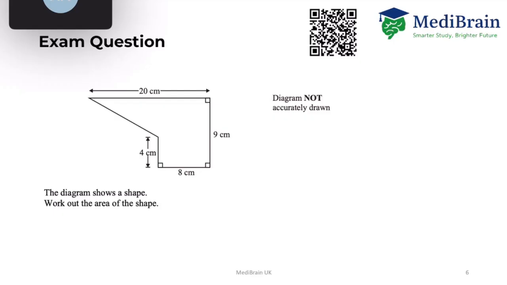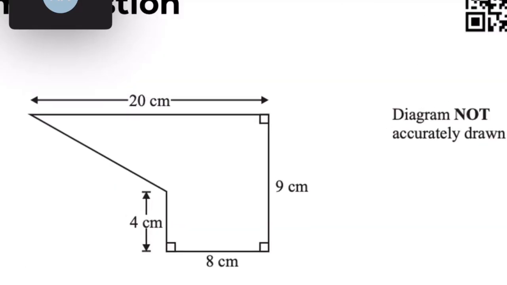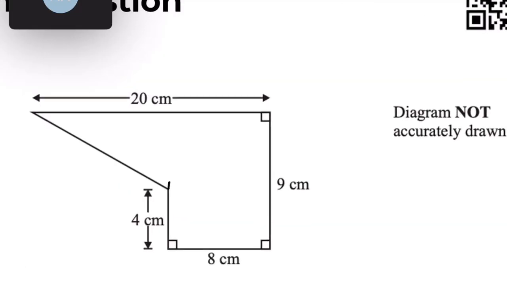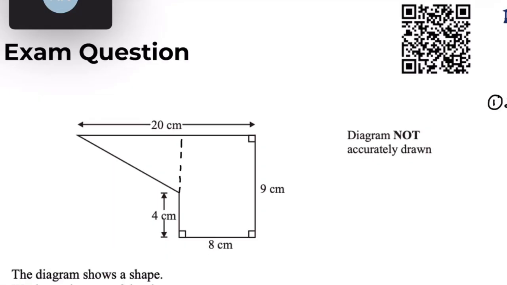So we need to work out the area of the shape. Now, this is a compound shape. We've got two shapes sandwiched together. So the first step that you're going to do is split the shape. Step one is split the shape. I'm going to split it like this, just so we can see two easy shapes come out. We can see a triangle and a rectangle coming out. So I've split the shape.